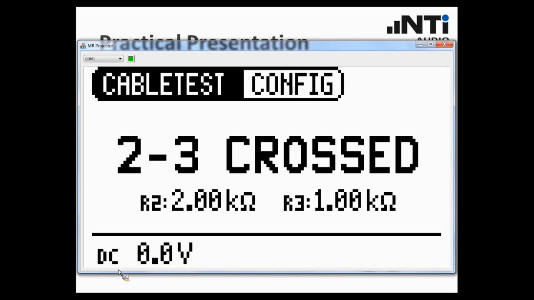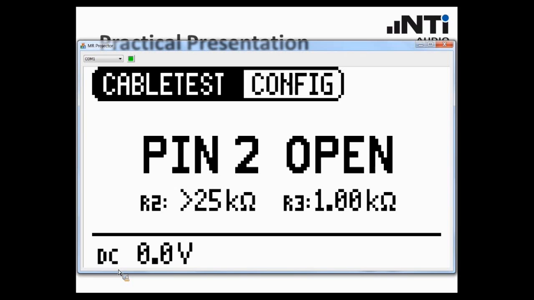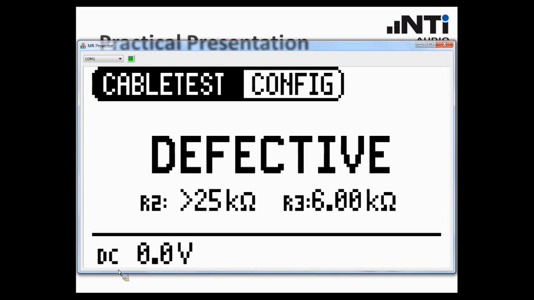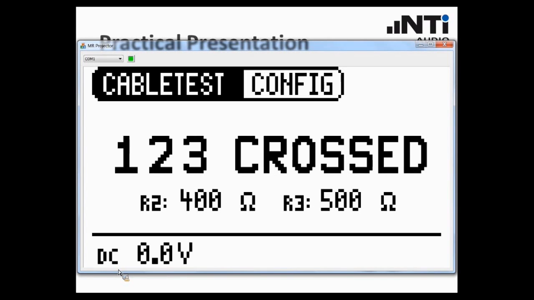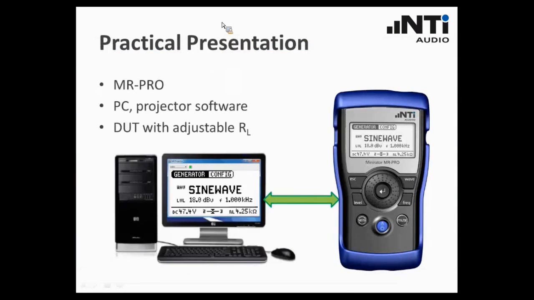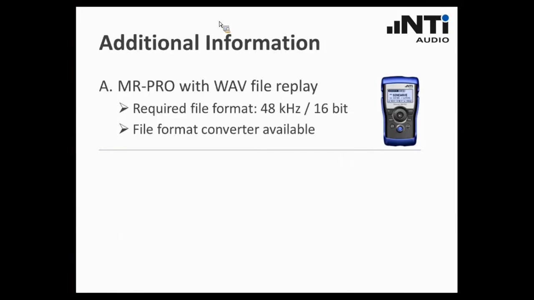I could even play around here with my setup and generate another situation with my cable, and then you will see the device will immediately tell me what is going wrong. You always have very detailed feedback on the actual pinning of my cable. Good. Let me get back to my practical presentation and provide some additional information.